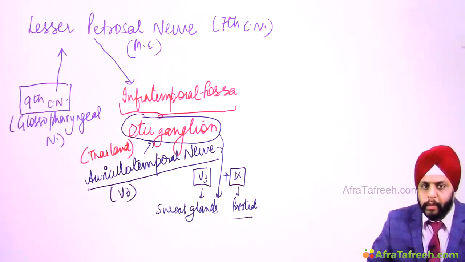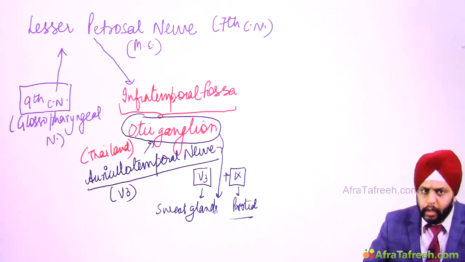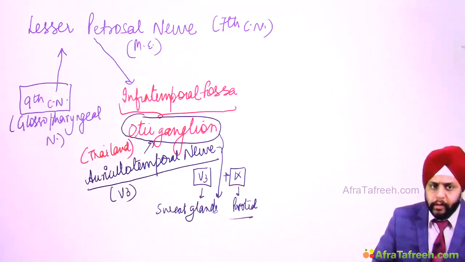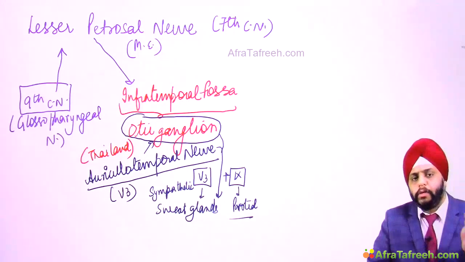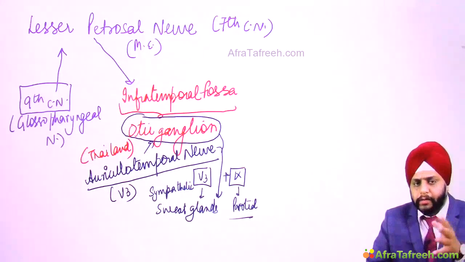Okay, it supplies the parotid gland, which are the parasympathetic fibers of the 9th cranial nerve. Okay, so you see the sweat glands are under the sympathetic system. These sympathetic fibers are brought by the auriculotemporal nerve through the 5th cranial nerve. Okay, so the 5th cranial nerve has given these sympathetic fibers, so the auriculotemporal nerve brings them.